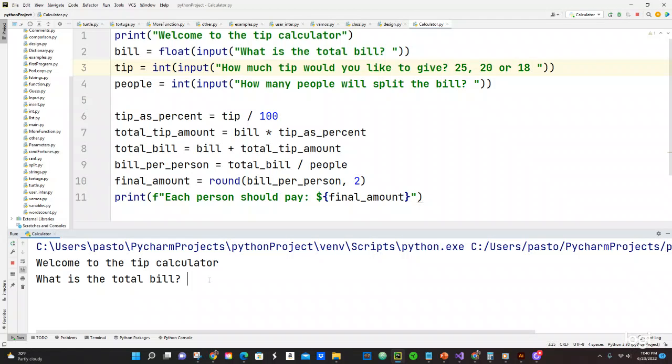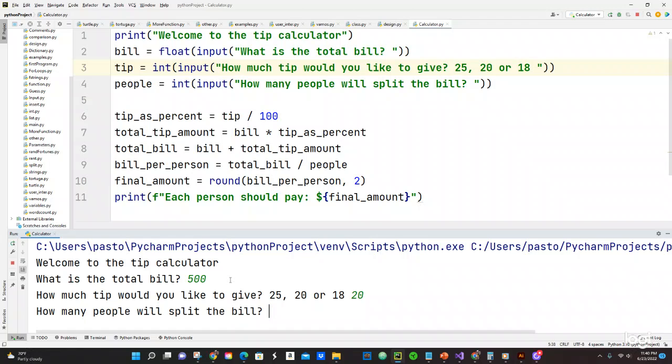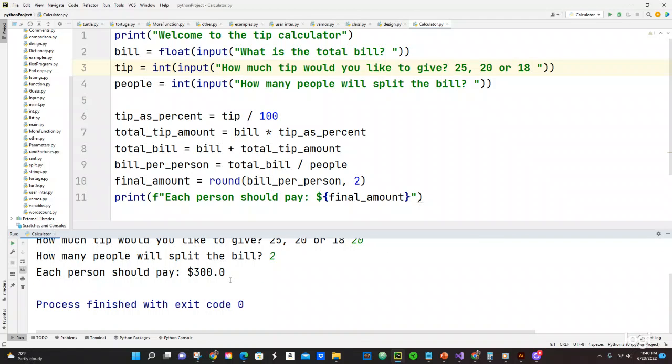So let's see. What is the total bill? Let's do $500. Man, that's a pretty expensive dinner. How much tip would you like to give? Let's just do 20%. How many people will split the bill? Let's just do two. And then each one is going to pay 300 bucks. Man, that's a lot of money.